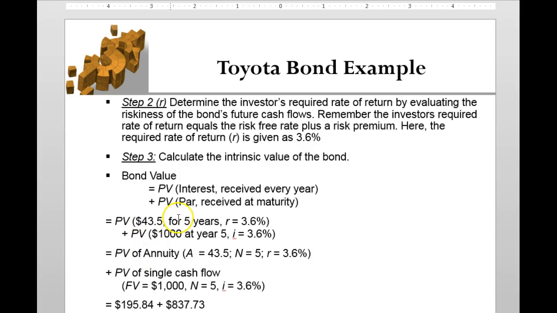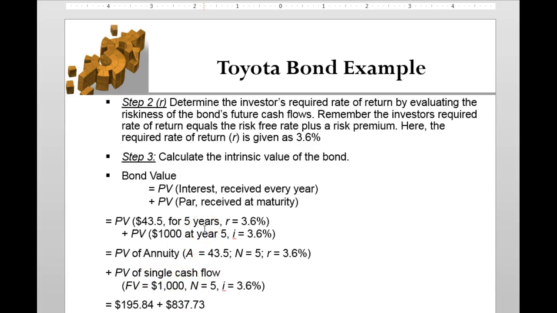You've got $43.50 for 5 years at a rate of 3.6, because that's the required return. You have $1,000 in year 5 with an interest rate of 3.6. It's going to be returned. So you're looking at the present value of an annuity, which is the top one right here, and then you're looking at the present value of a single cash flow, which is the principal.